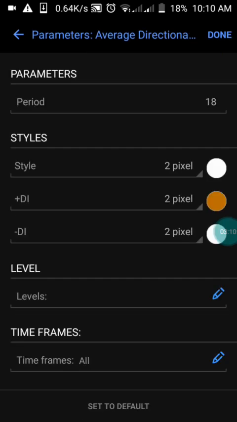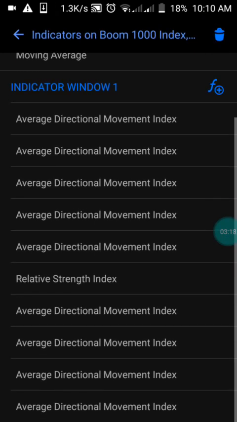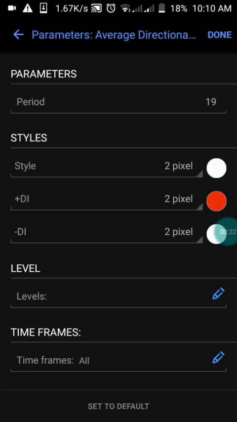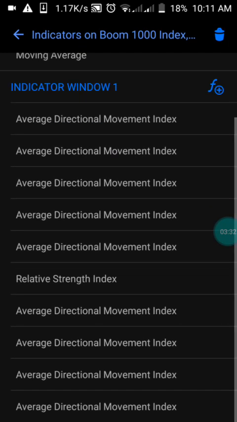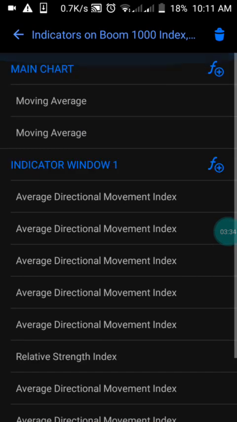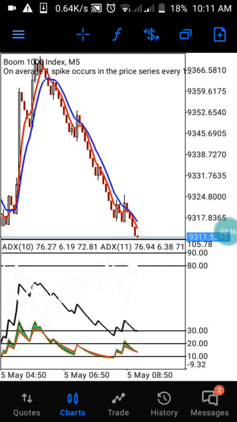So we have the third one, which is 18. In period, we have the plus DI to also be in yellow color. So you can also change it depending on your best color. So we have the last one now here, which is the period of 19. We have the plus DI to be in red color. So guys, if you set this up now, you have the same chart the way I have it here on my screen.